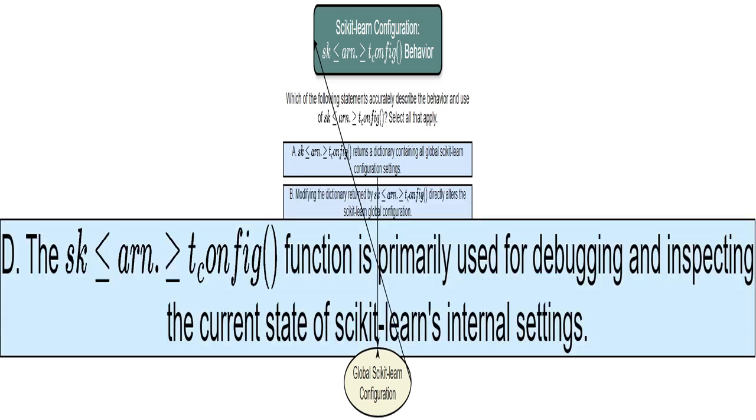This is true. A key use of get_config is to check the current configuration. This is particularly helpful during debugging to see if changes you made actually took effect, or just to understand what settings the system is currently operating under.